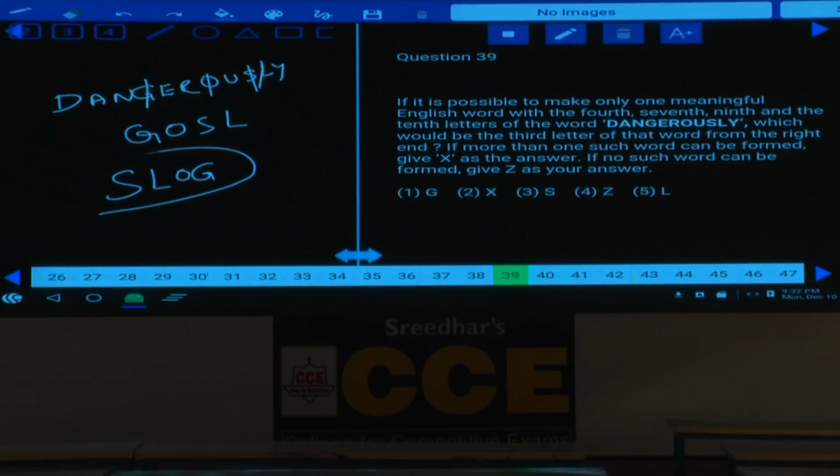Isn't it? Now what is the question here? Which would be the third letter of that word from the right hand? Which is the third letter from the right hand? L. L, that is choice 5 is the answer. Question number 39, it is choice 5.